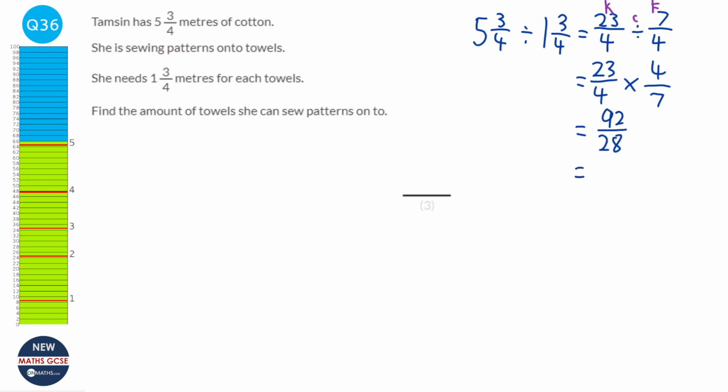And now we need to convert this back into a mixed number. So first of all, actually we can simplify this, because we can divide top and bottom by 4. So that would be 23 over 7. And then make this a mixed number. So 7's into 23 go 3 whole ones, and then obviously 2 remainder, so it's 2 over 7. Now it asks us for the amount of towels that she can sew patterns into. Now the issue here is that she will do 3 whole towels, but then have some left over, but she doesn't have enough to create a 4th towel, so it's just going to be 3 as an answer.